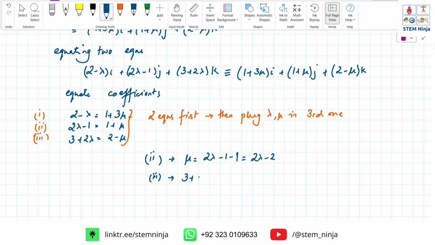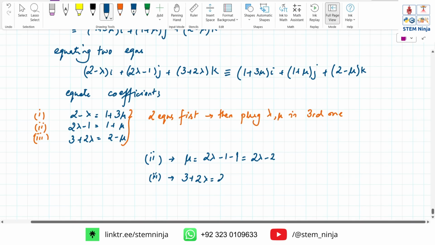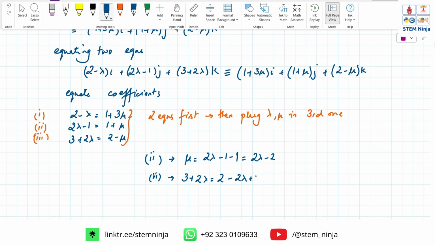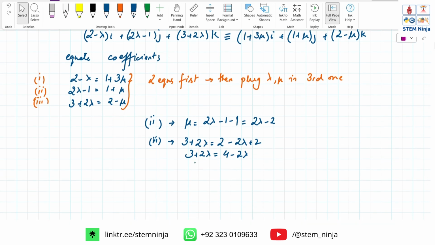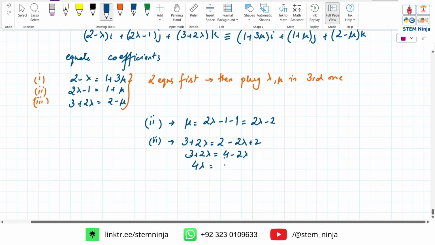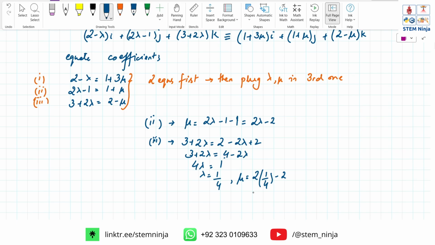So 3 plus 2 lambda equals 2 minus mu, that would be minus 2 lambda, plus 2. So 3 plus 2 lambda equals 4 minus 2 lambda. So 2 lambda plus 2 lambda is equal to 4 lambda, and 4 minus 3 is basically 1. So lambda is equal to 1 over 4. So therefore mu will be 2 times 1 over 4 minus 2. So 1 over 2 minus 2.